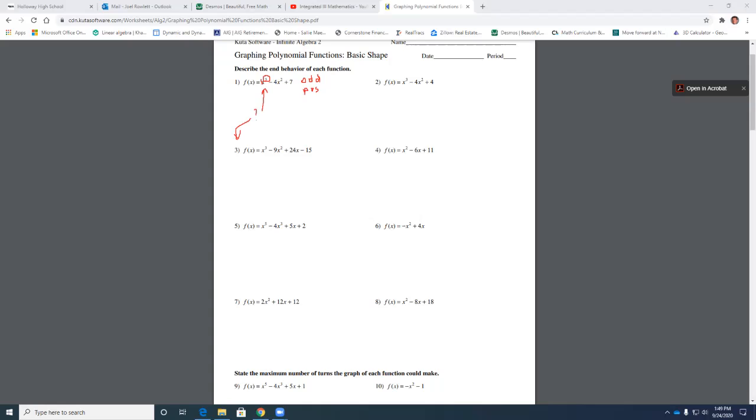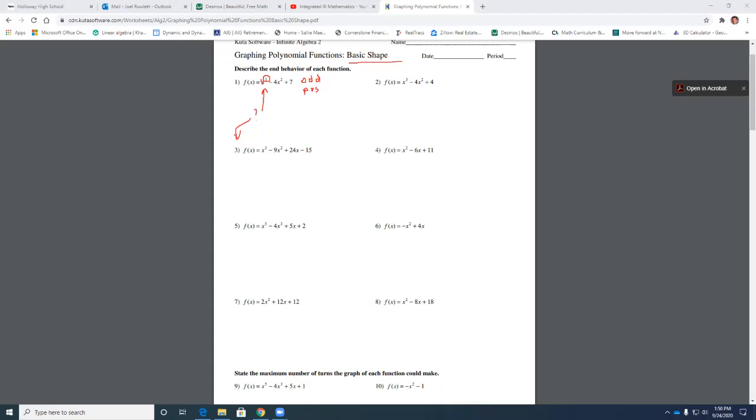I could plot a few points, right? For example, I could let x be 0, and that would make y 7. So I know that the point (0, 7) is somewhere on the graph, but we're not really worrying about that today. Today we're worrying about the basic shape of the graph. So the graph would start low and it would end up high. So it's low on the left side, high on the right side, and it's odd.